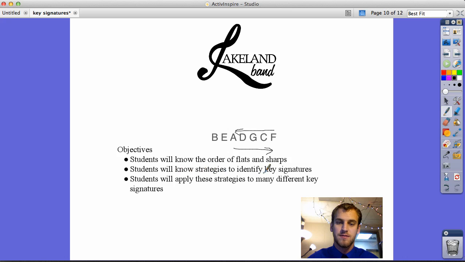You know different strategies of identifying the key signatures and finding the key signatures. And finally, you were able to use these strategies on different keys.